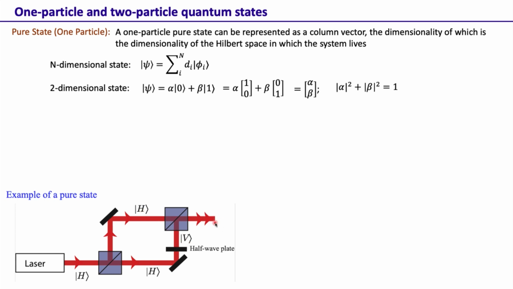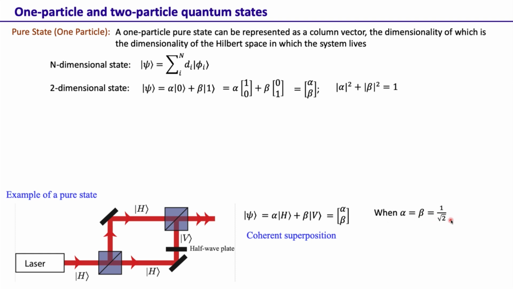So the state right after the second beam splitter is essentially alpha H plus beta V, where alpha and beta are the splitting coefficients and depend on the reflection of the mirrors and so on. But the state right after this beam splitter is alpha H plus beta V. And this we can represent as just alpha beta, just like we did over here. So that's the coherent superposition, and this is what's called a pure state, a one particle pure state.